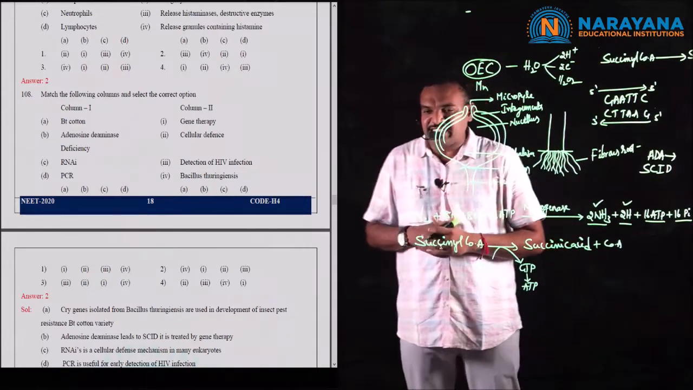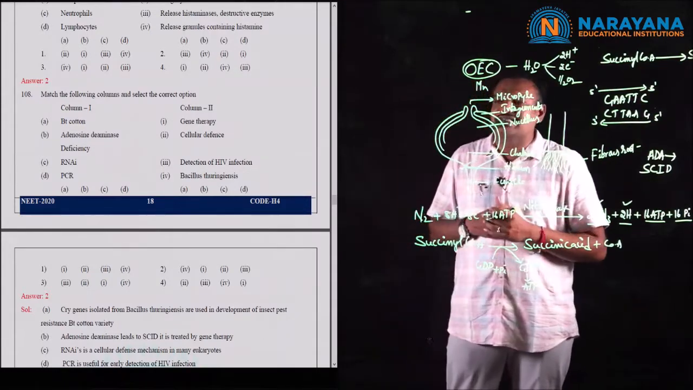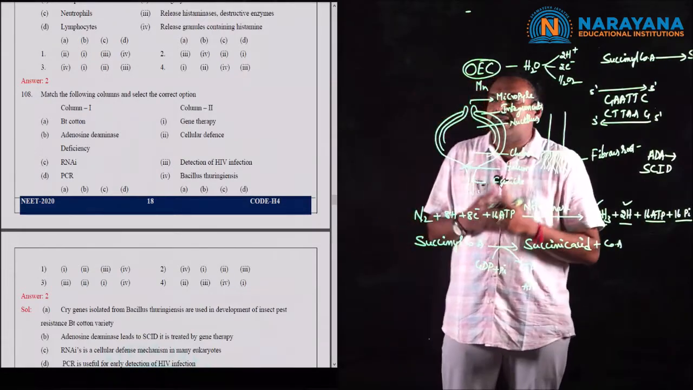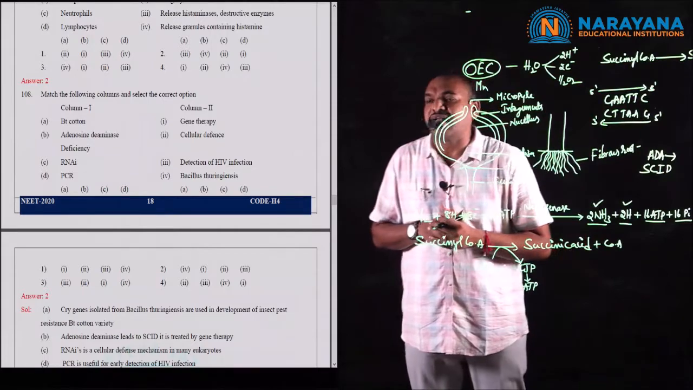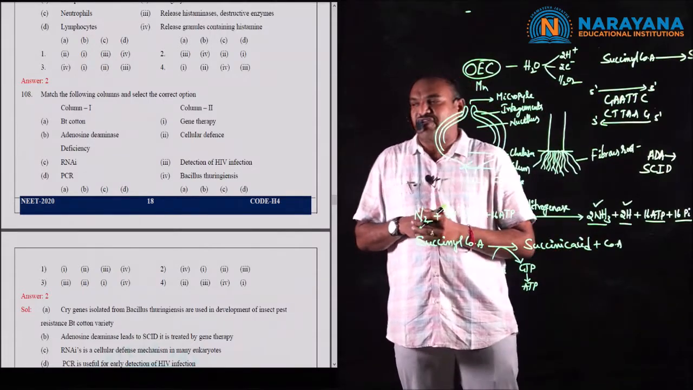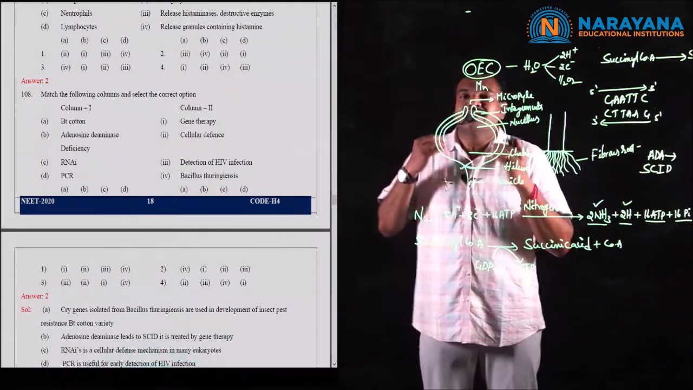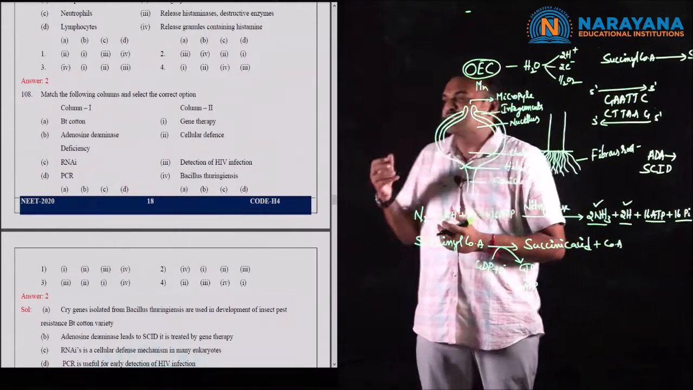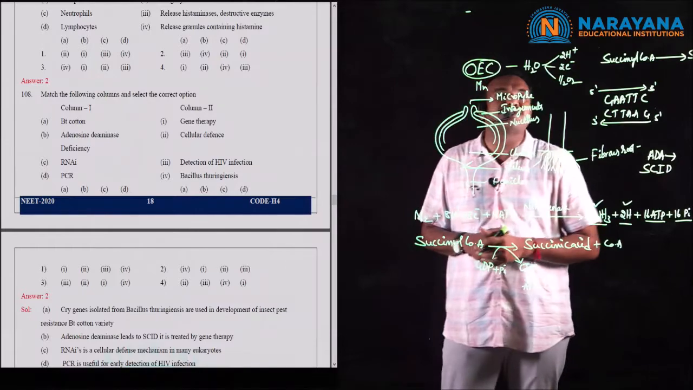And RNAi, what is RNAi? RNA silencing or RNA interference or gene knockdown or quelling. All these are different names of RNA silencing or RNA interference. So this is a common cellular defense method in most of the eukaryotes. That means for C, the correct combination is Roman 2.